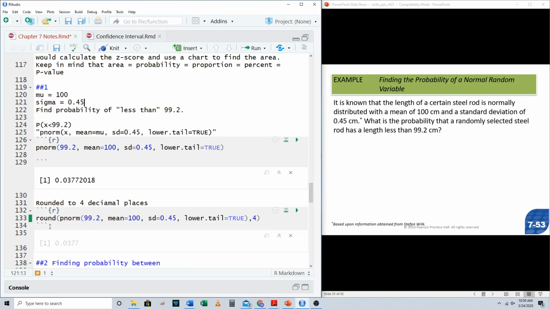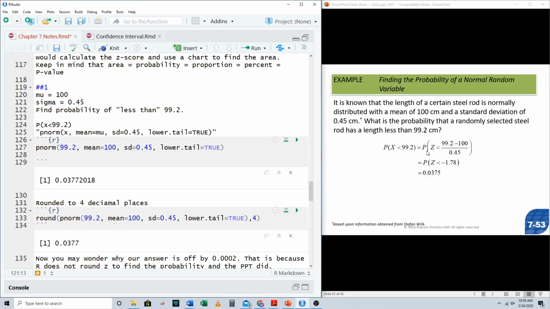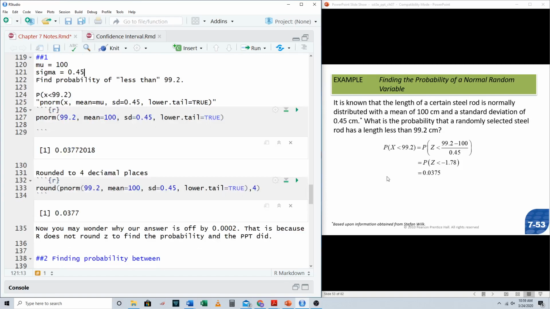Now again, when you run this, you may see that my answer is off by 0.0002. The reason for that is because they found the z-score and they rounded their z-score. I do not know a way around that unless we go ahead and find the z-score first, which I don't really care to do. I'd rather just type it in. So just know that your answer may be off by a tiny bit, usually just a couple of ten-thousandths. That's fine. It just means that we didn't round when we found z, where they rounded when they found z. That's the difference.